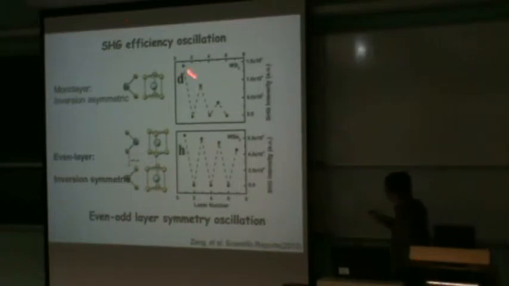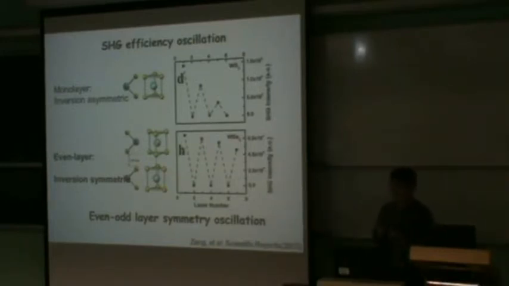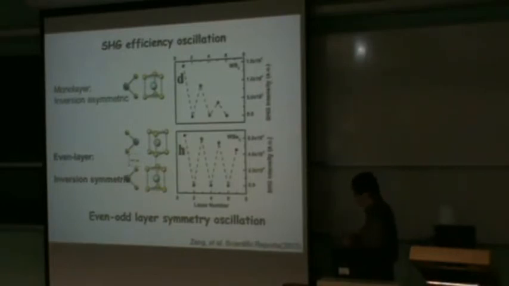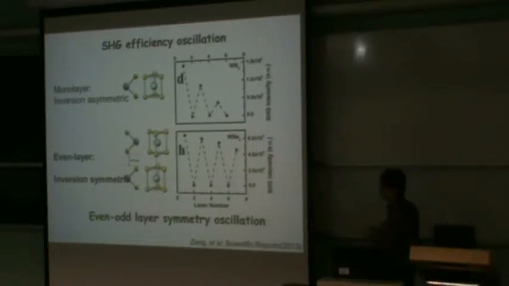Well, why do we have a decay envelope? You can understand that the second harmonic generation efficiency determines the asymmetry of the sample. At the monolayer, it's perfectly asymmetric. But at the trilayer, these two layers are just symmetric; they just cancel each other. So as the thickness becomes thicker, the sample becomes more and more symmetric. That's why we observe a weaker signal at thicker samples.